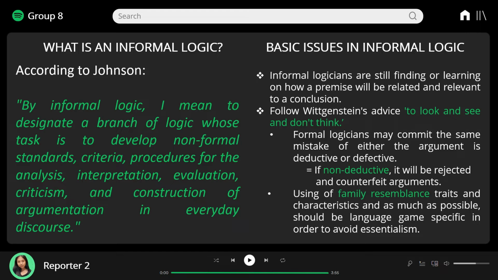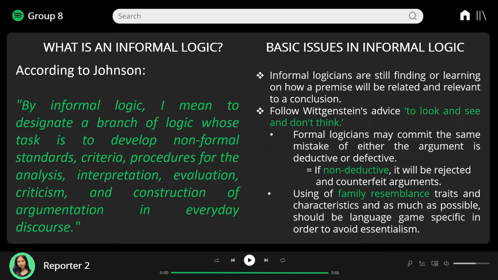Informal logicians are still finding or learning on how premises will be related and relevant to a conclusion, as they are still in search for a theory of premise relevance, meaning naghahanap pa sila ng criteria kung kailan nga ba masasabi na ang premise or an argument is relevant or argumentative. Third, sinasabi din ni Sir Acuna na sundin natin si Sir Wittgenstein na to look and see but don't think, or to perceive but not to judge.